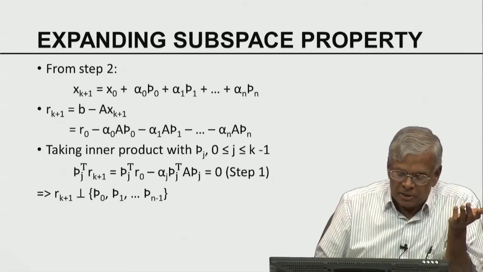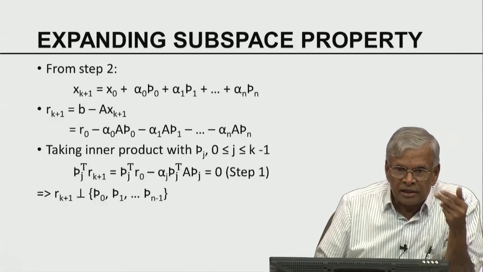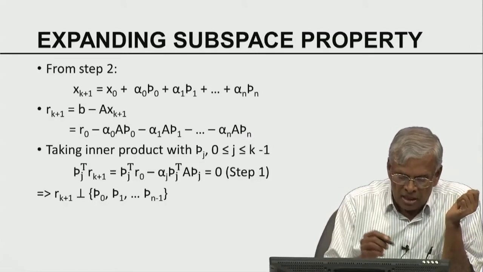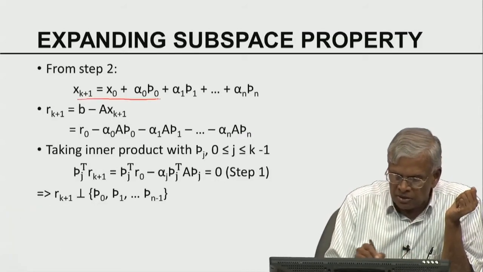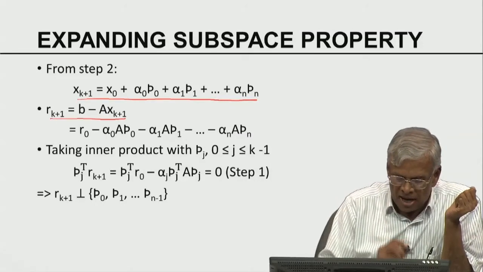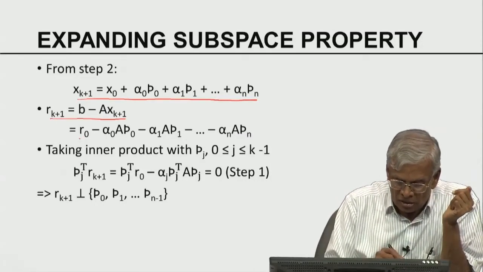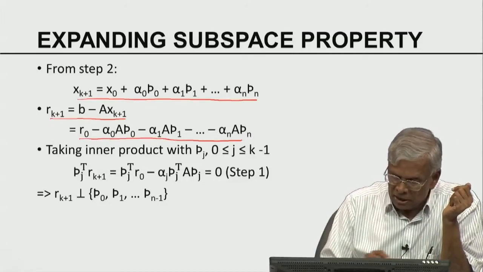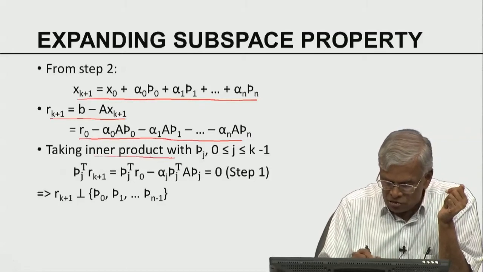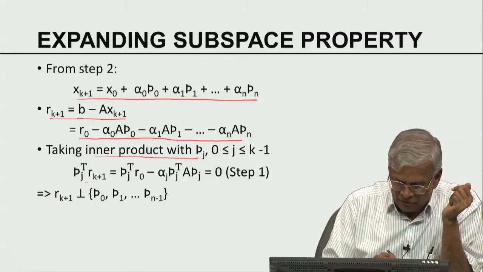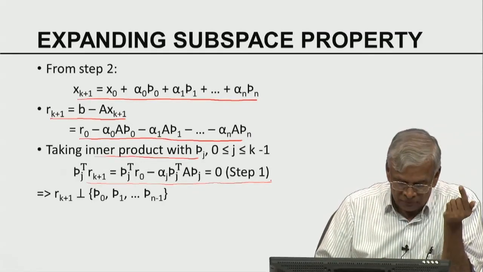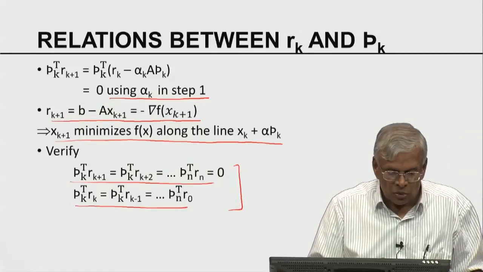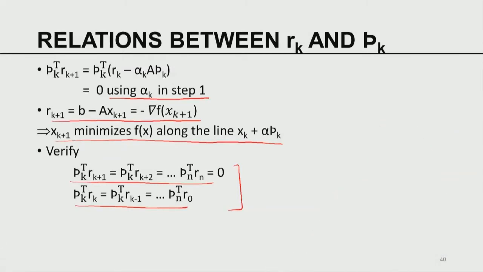Another thing is called the expanding subspace property. It is another interesting aspect of the conjugate direction method. xk plus 1 can be expressed as this. So rk plus 1 is given by this, which we have already seen, that is equal to r naught plus this. Taking the inner product of both sides with respect to pj, you can readily verify that this is the result that one gets. So what does this mean? rk plus 1 is orthogonal to pk.